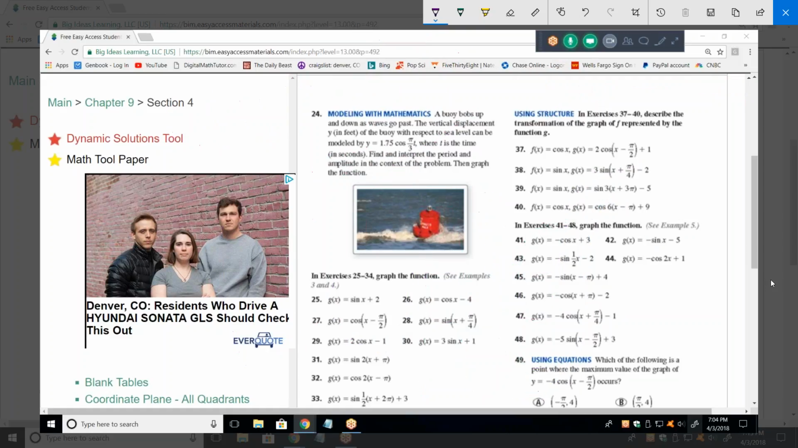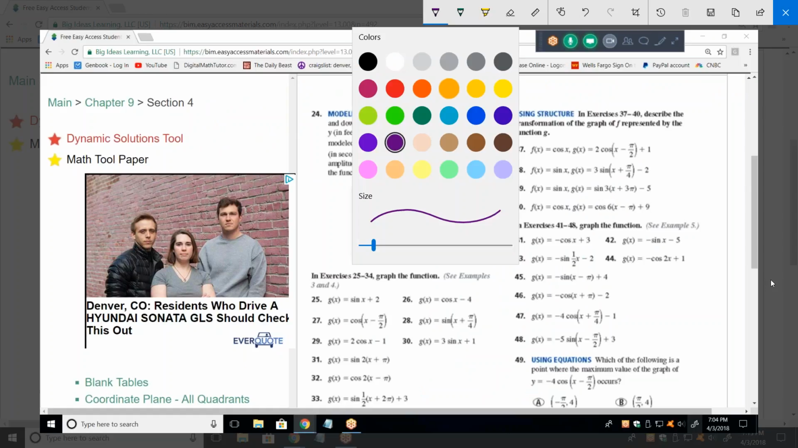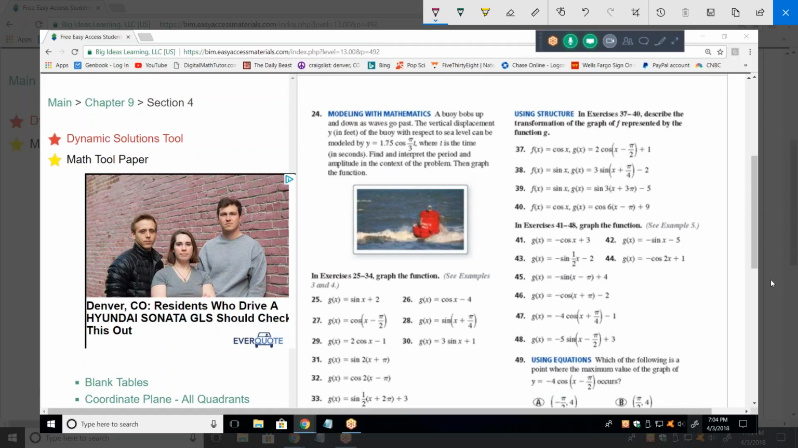Okay. What next one are we doing? 41. Okay, now here they want you to graph it. And the parent function is pretty easy to figure out. It's cosine x.